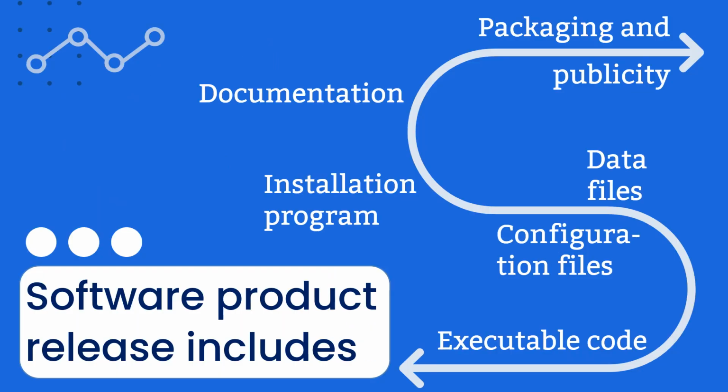A software product release includes the executable code of the system, configuration files, data files such as files of error messages in different languages, an installation program, electronic and paper documentation describing the system, and packaging and associated publicity that have been designed for that release.